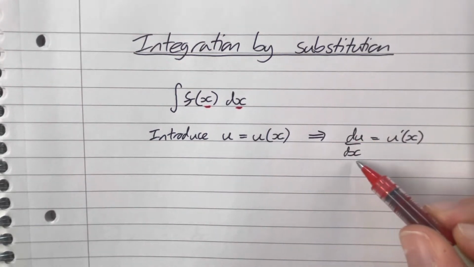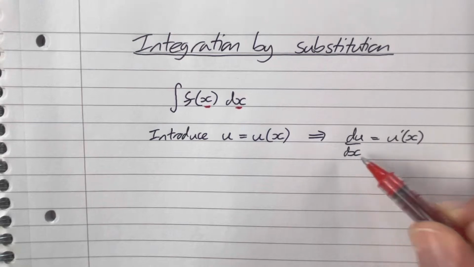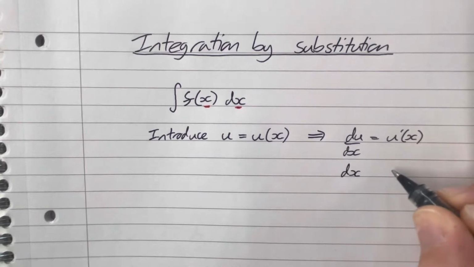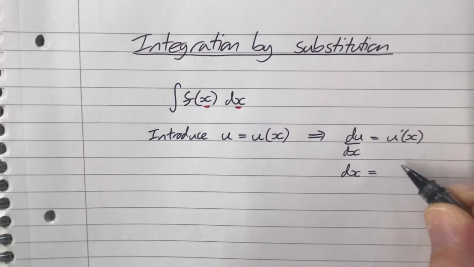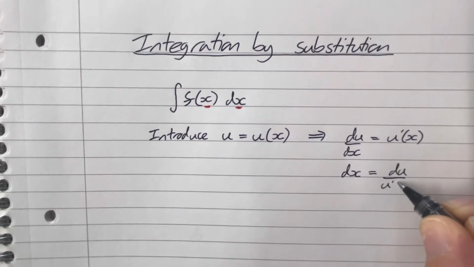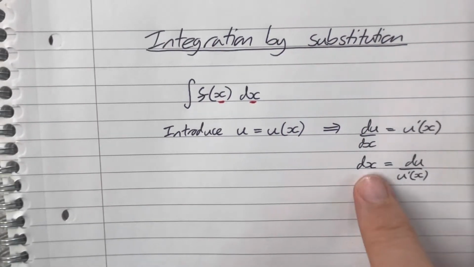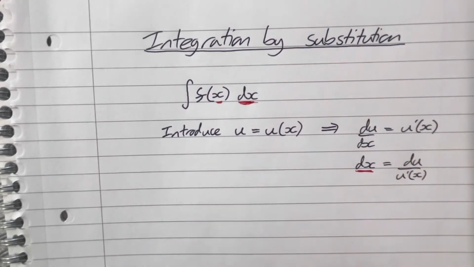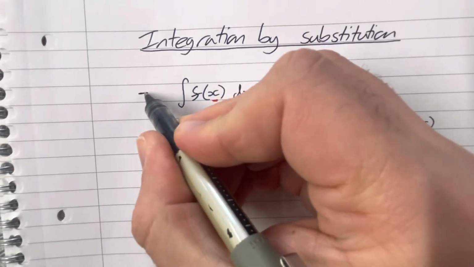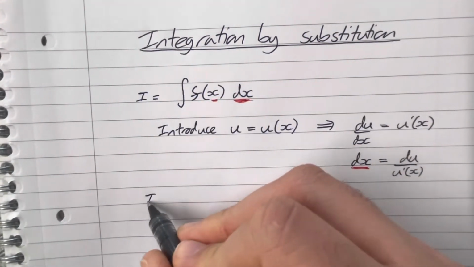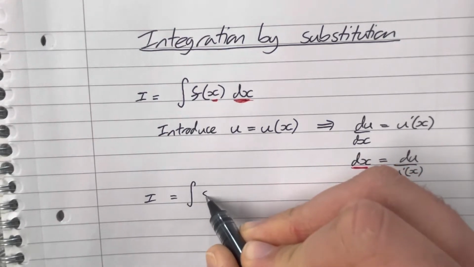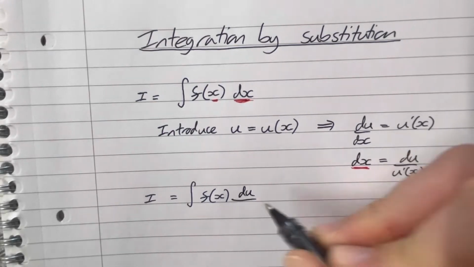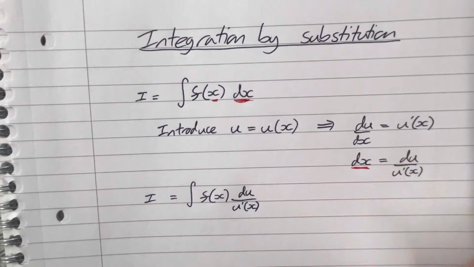So in differentiating u, that allows me to state dx in terms of du. So I can say dx is going to be du divided by u primed of x. And then I can sub this into there for my dx. So the integral, which I'm going to call the letter I, becomes the integral of f of x with respect to u divided by u primed of x.